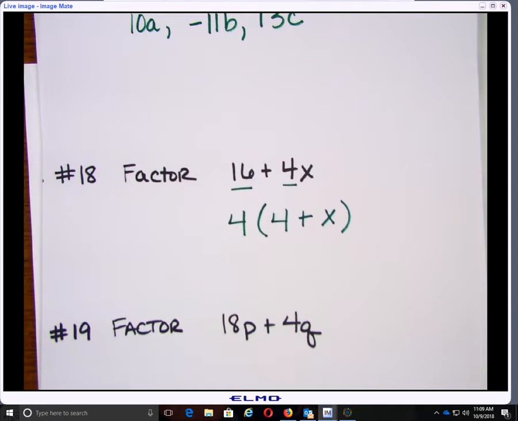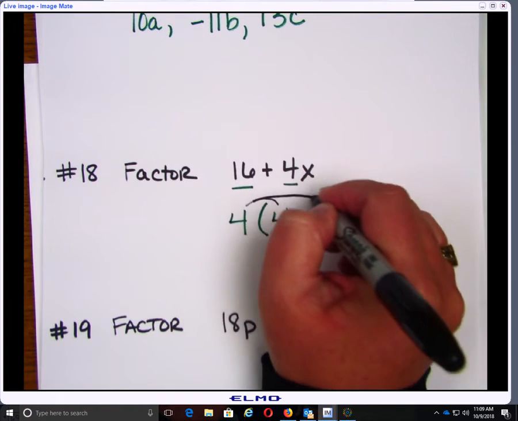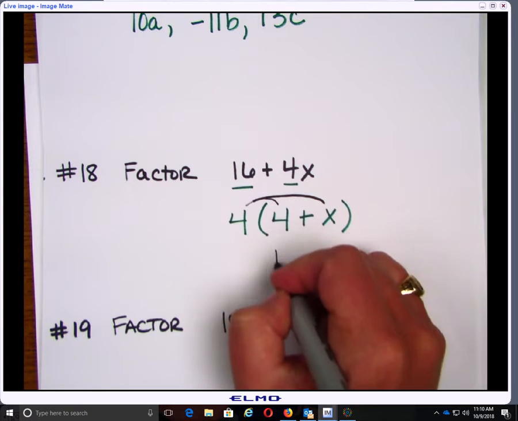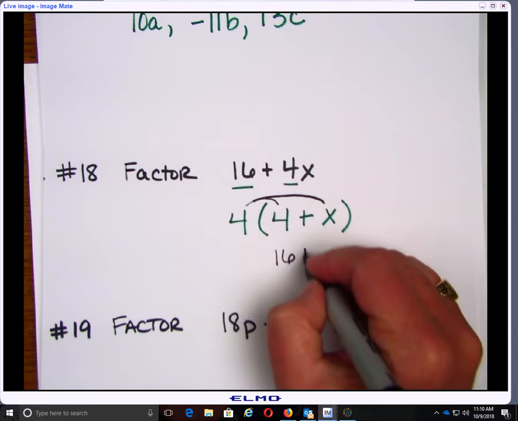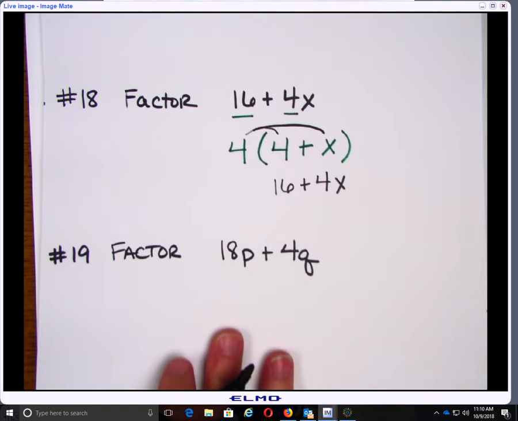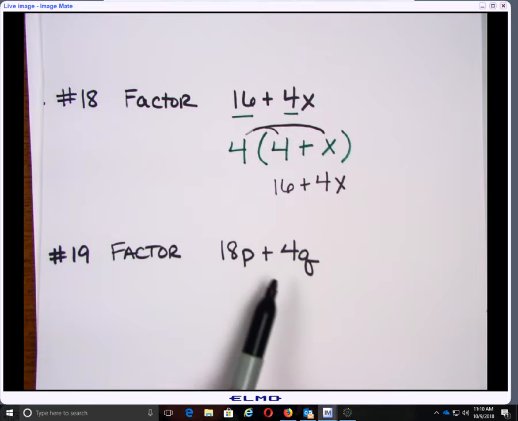And now on these, you can always check them by multiplying, right? If you've done it correctly and distribute your number back through, 4 times 4 would be 16. 4 times x would be 4x. Okay? All right. This one, we have a p and a q, so we can't factor that out.